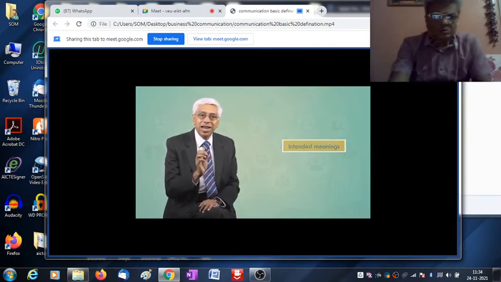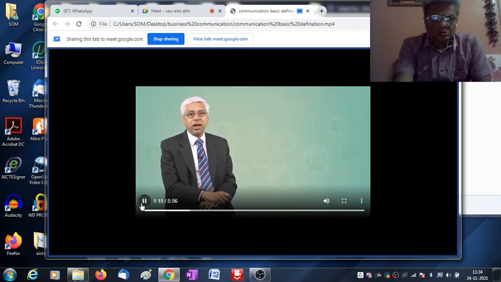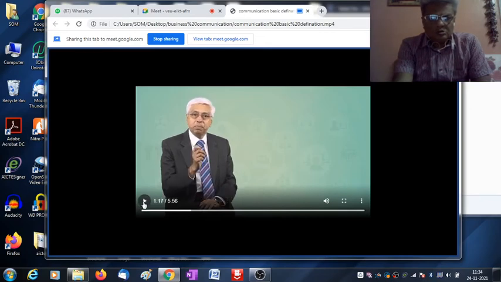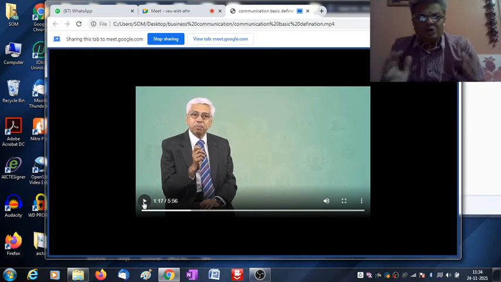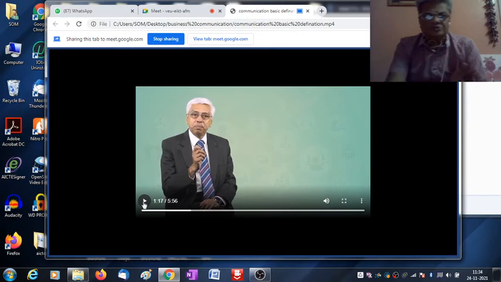Here, the word intended signifies that there is a purpose. Now the most important part is that in communication, intended meaning means what the sender wants to convey to the receiver. That meaning the receiver should understand in totality. Unless and until the receiver understands this in totality, the communication process won't be successful.